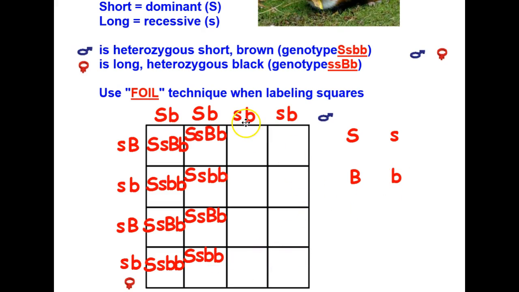All right, next row, column, little s, little s, big B, little b. Little s, little s, little b, little b. And once you get the hang of it, you can really pick up the speed. Little s, big B, little b.